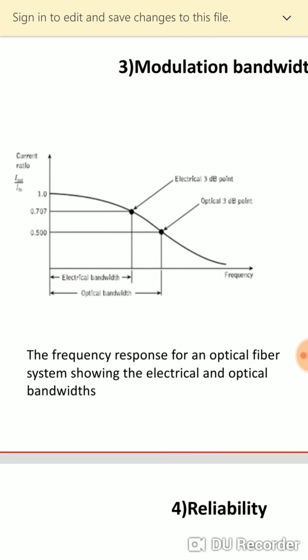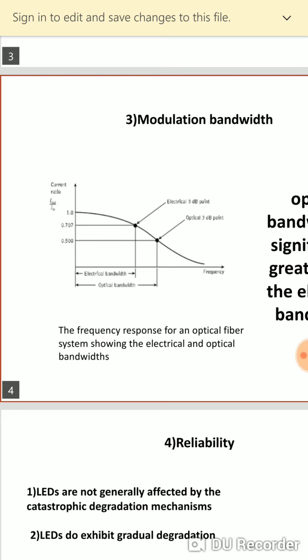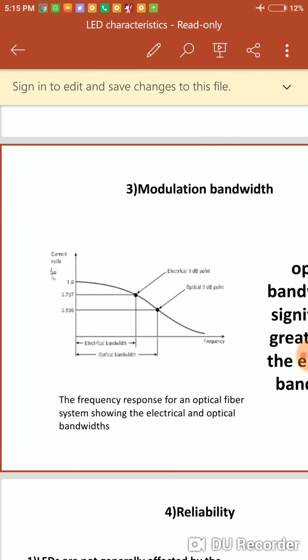The graph is of the frequency response of an optical fiber system showing the electrical and optical bandwidth. So in modulation bandwidth, these points we have to write. First we have to write the concept of modulation of light and the types of modulation of light, and after that we have to draw this graph, show the electrical 3 dB point and optical 3 dB point, and from that graph it is proved that the optical bandwidth is more as compared with the electrical bandwidth. That is the third characteristic of LED.